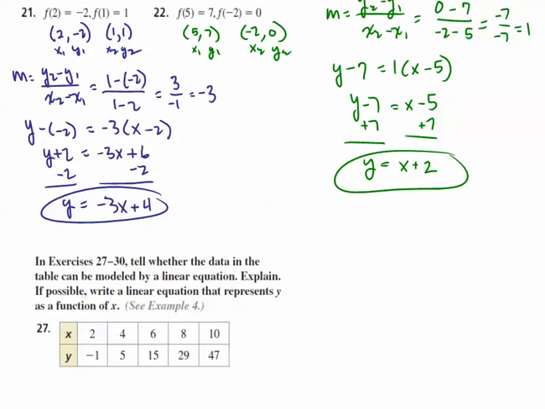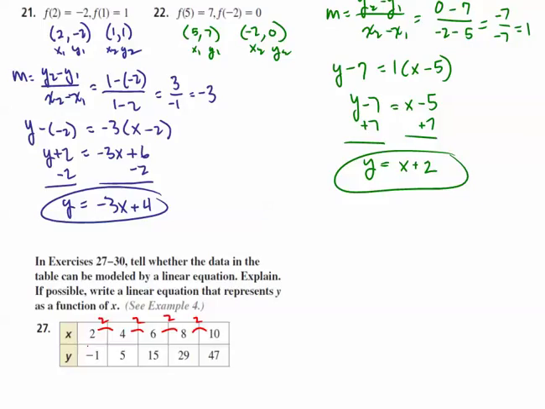In the next type of problem, we're given a table of values, and we want to know whether the data in this table can be modeled by a linear equation. The only way we're going to be able to tell that is if the slopes between each pair of points are the same. So let's look at what we have here. We know that the x values here are going up by 2.